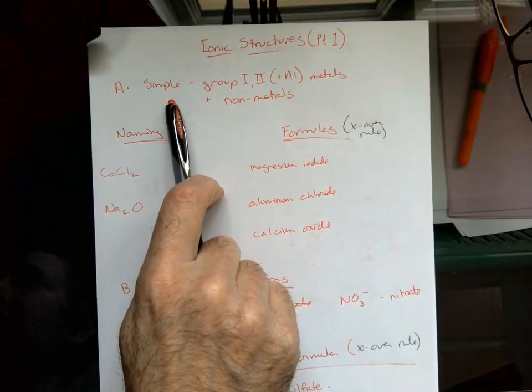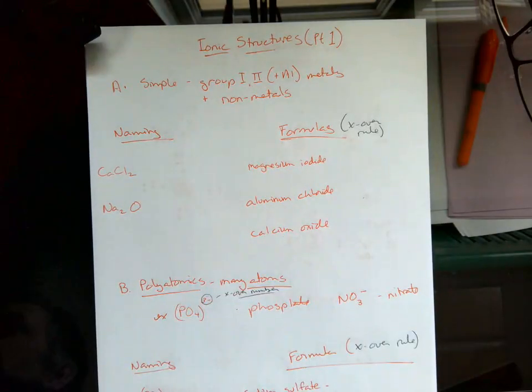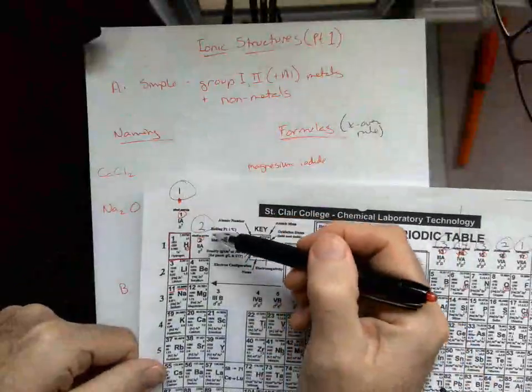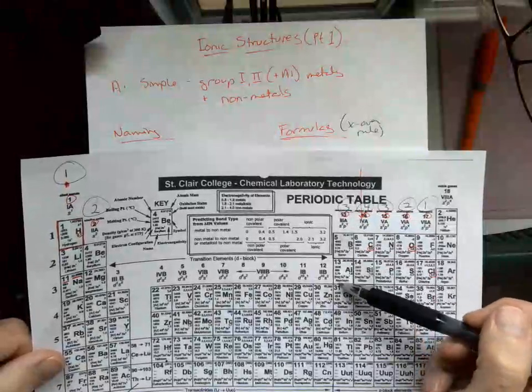These are called simple ionic. It's when they start with group 1 or 2 metals or aluminum. So this first type starts with group 1 or 2 or aluminum. Aluminum's the exception here.